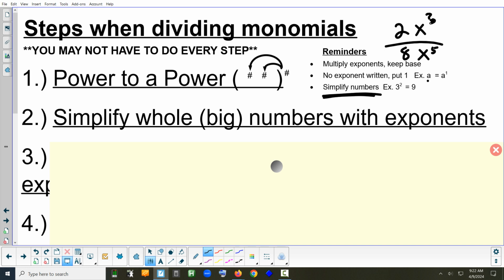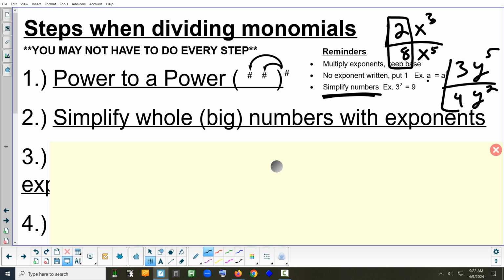The whole numbers here are 2 and 8. And you can simplify 2 divided by 8. Like if this was a fraction, what does 2 over 8 reduce to? 1 over 4. That's what I mean by rule number 2. Simplify the big numbers, not the exponents, those are the little numbers. The big numbers that are in front, if you can.